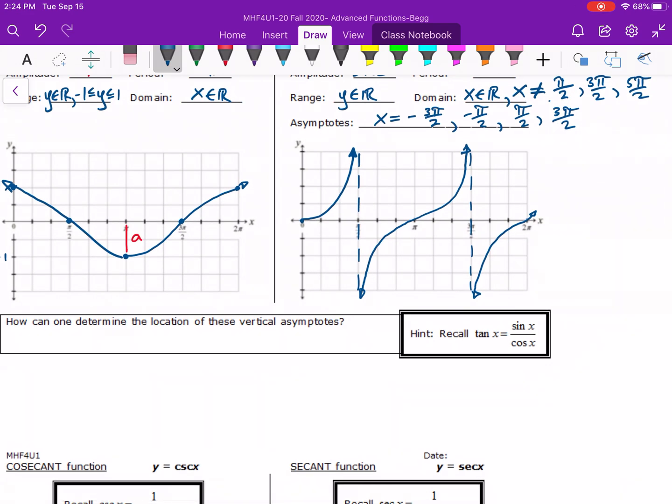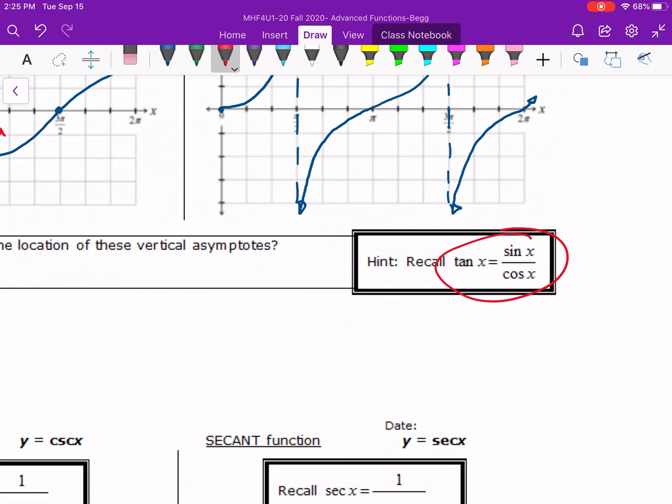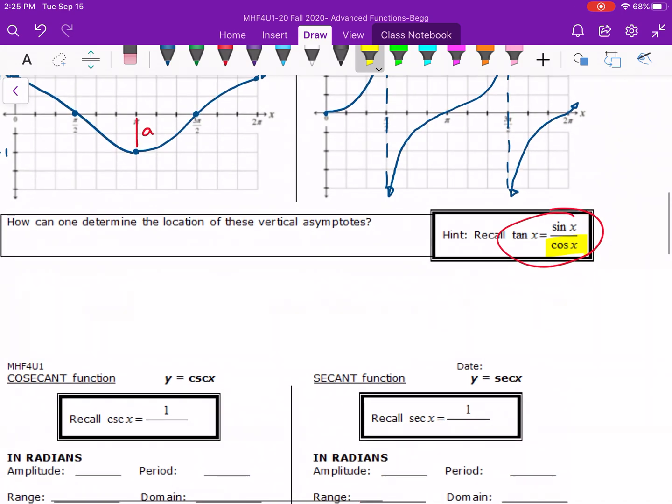How can we determine the location of the vertical asymptotes? Well, since, as I mentioned above, tan equals sine over cos, we know that we're going to get an asymptote anywhere we have division by 0. When are we going to have 0 in the denominator? Anywhere that cos equals 0. So wherever y equals cos x equals 0.